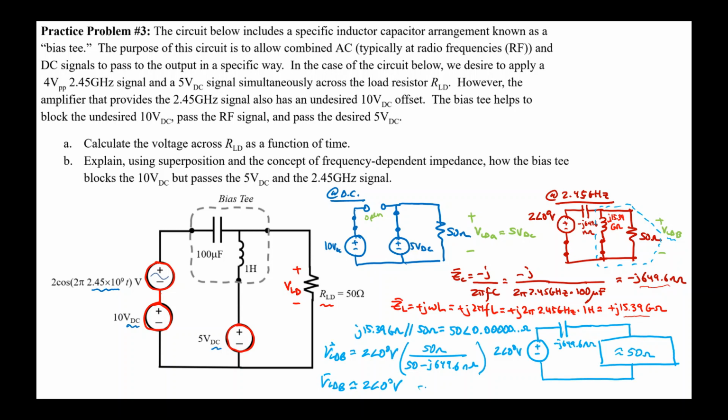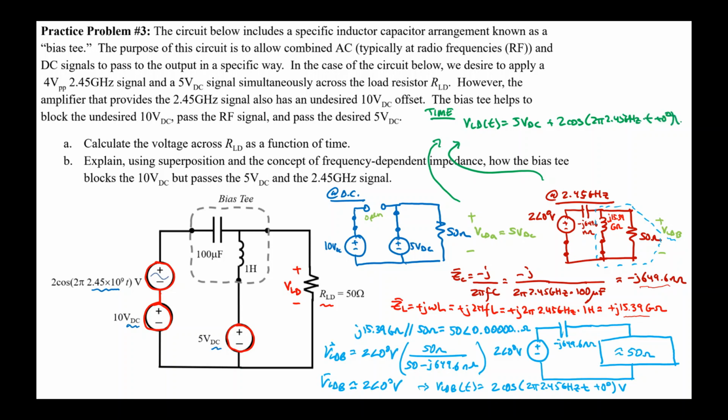In the time domain, V load B of t equals 2 cosine of 2 pi times 2.45 gigahertz times t plus 0 degrees volts. To complete the problem, I need to take my answers from V load A and V load B and combine them together in the time domain. In the time domain, V load of t is equal to 5 volts DC plus 2 cosine of 2 pi times 2.45 gigahertz times t plus 0 degrees volts.